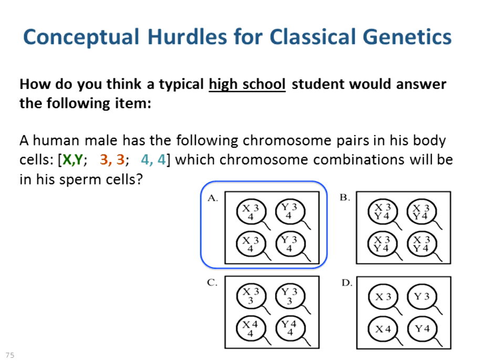Talking about meiosis, here's another typical question. We're not going to do a poll on this one in the interest of time. We're just going to talk through it, and I want you to think through it with me. So how do you think a typical high school student would answer the following item? Here's the item. A human male has the following chromosome pairs in his body: an X and a Y, 3-3, and 4-4. Which chromosome combinations will be in his sperm cell? And I have circled the correct answer for you.